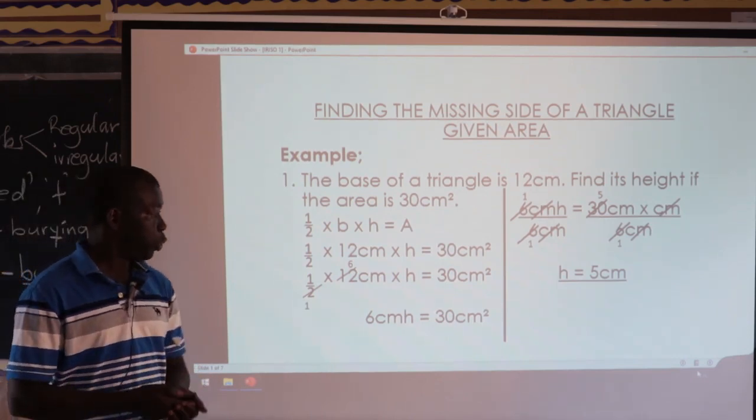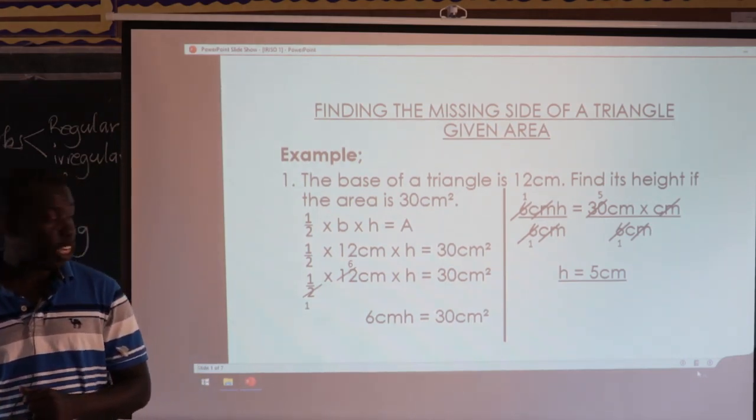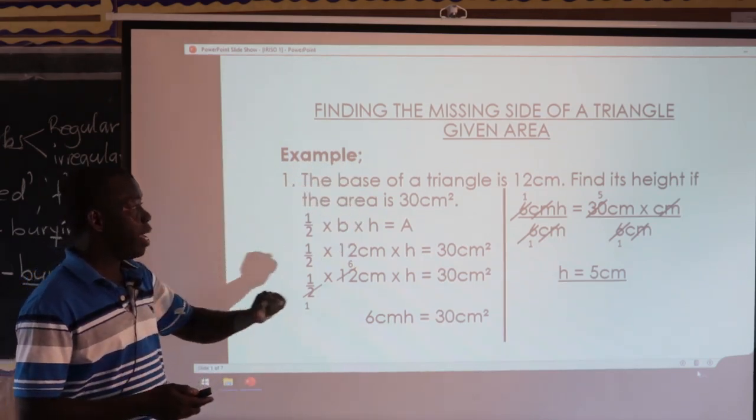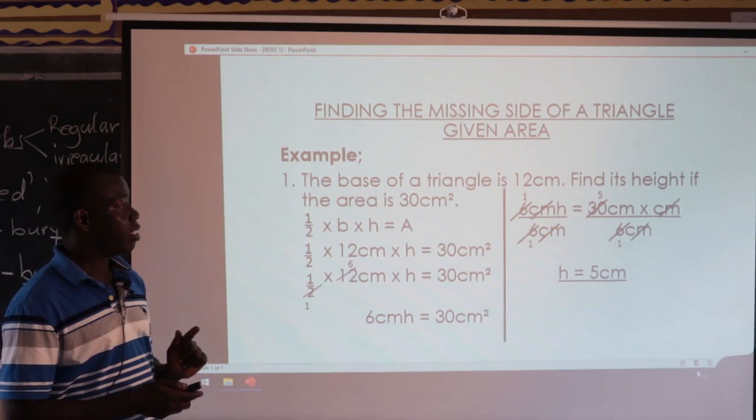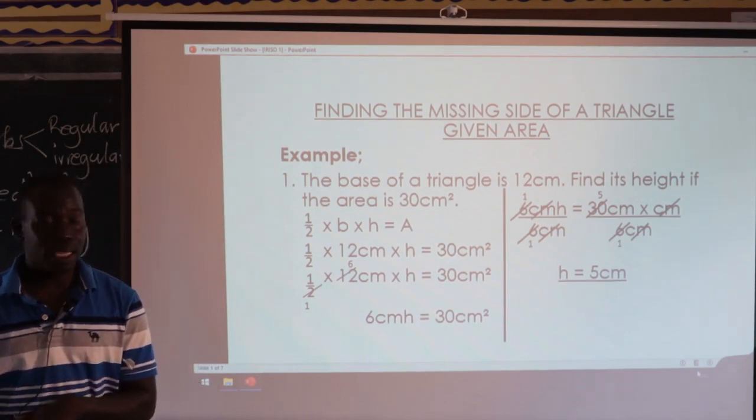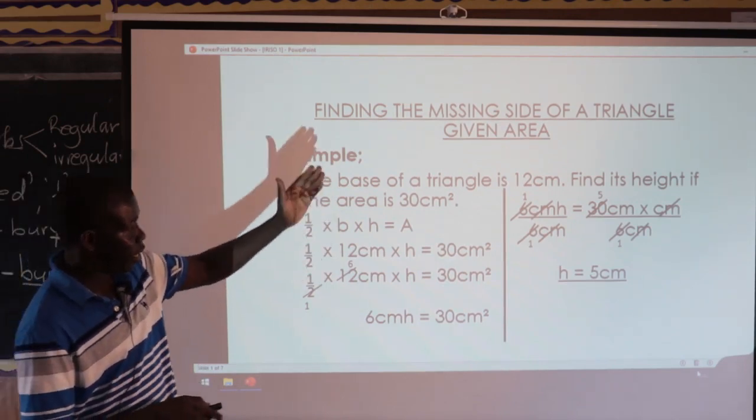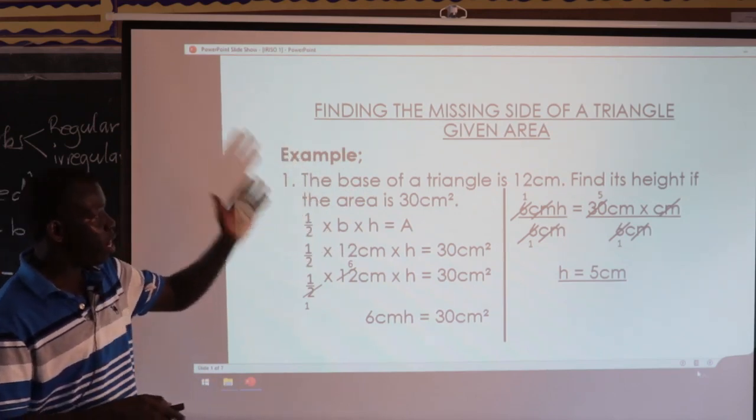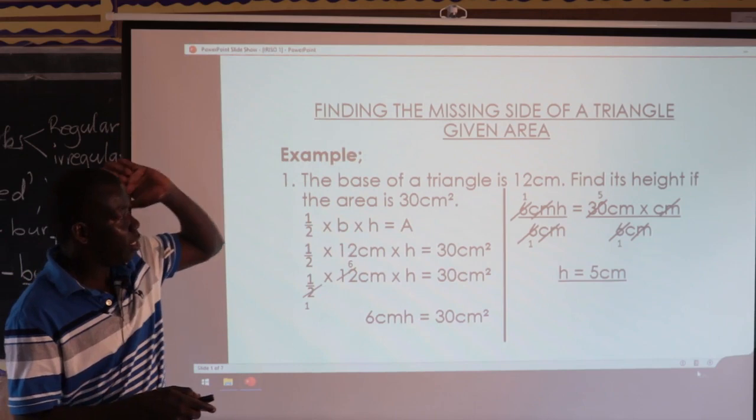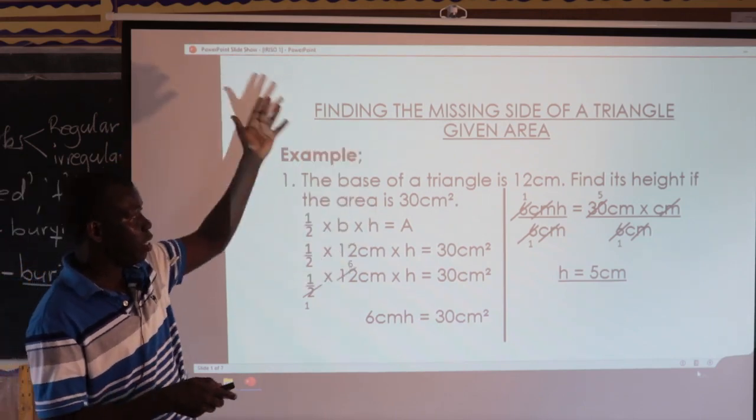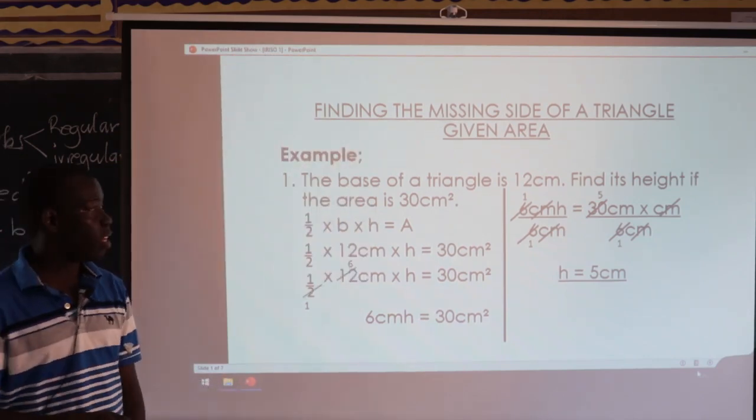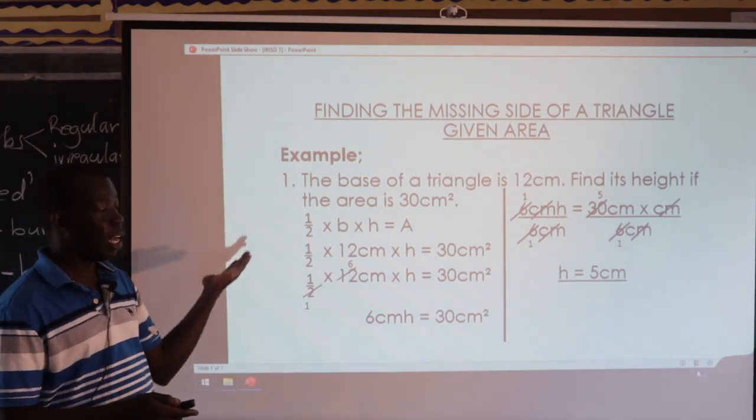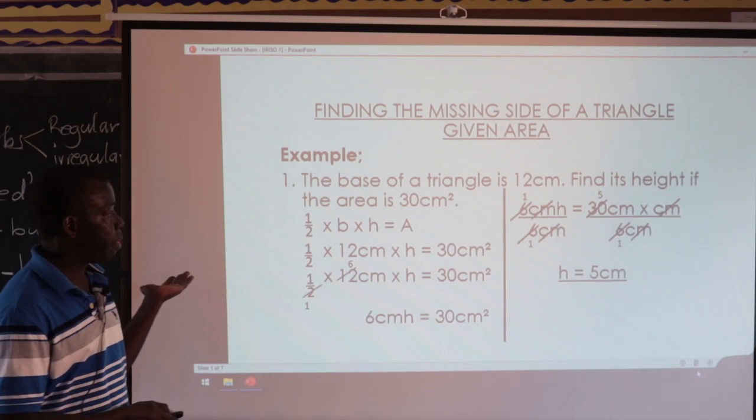So what do we do if we are making h the subject of the equation? We shall divide both sides by 6 centimeters in order for us to make h the subject of the equation. Cancel centimeters and centimeters, 6 and 6, okay? 30 divided by 6 is 5. And therefore, you'll have your h as 5 centimeters. The question is answered. Good.